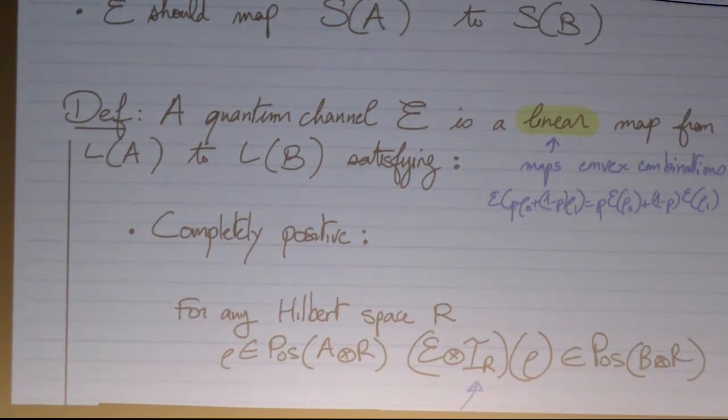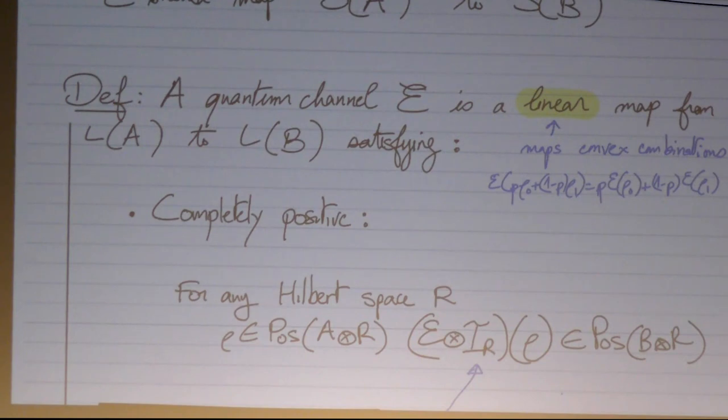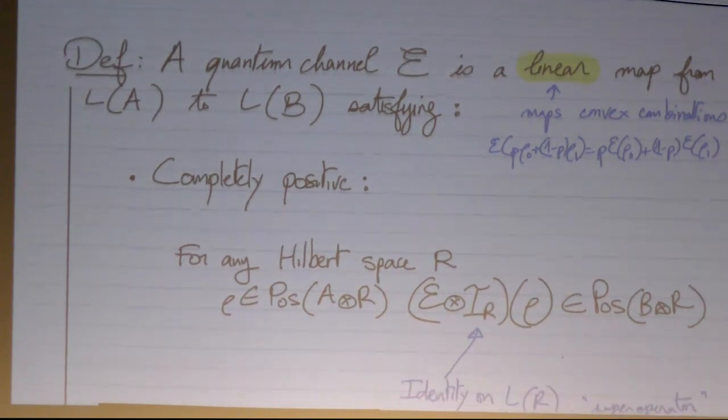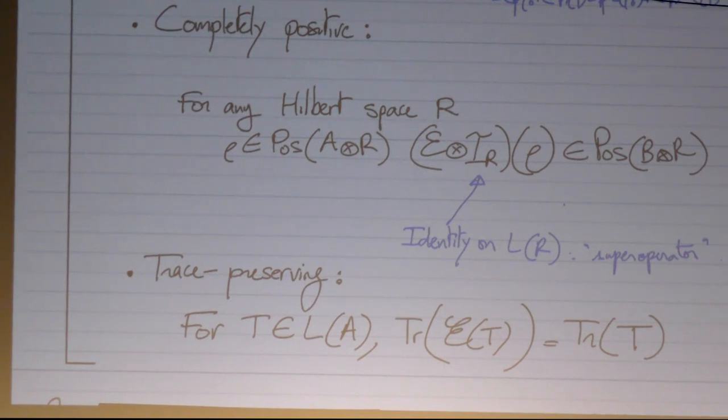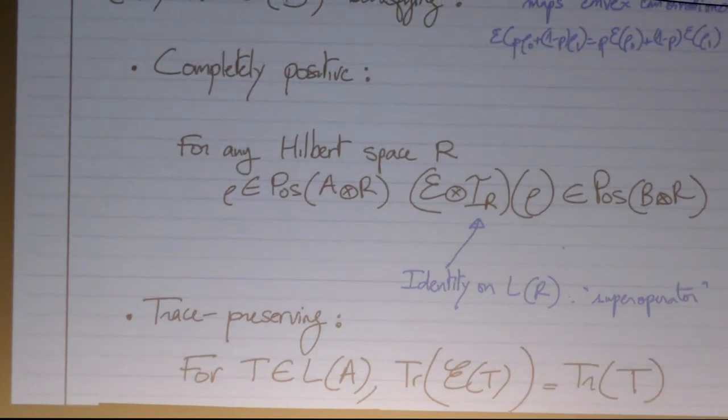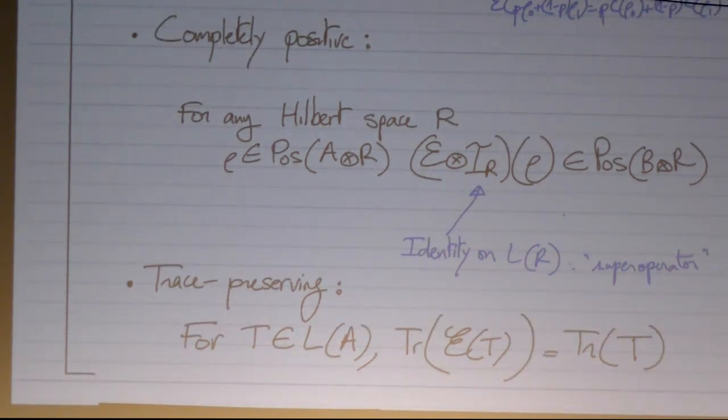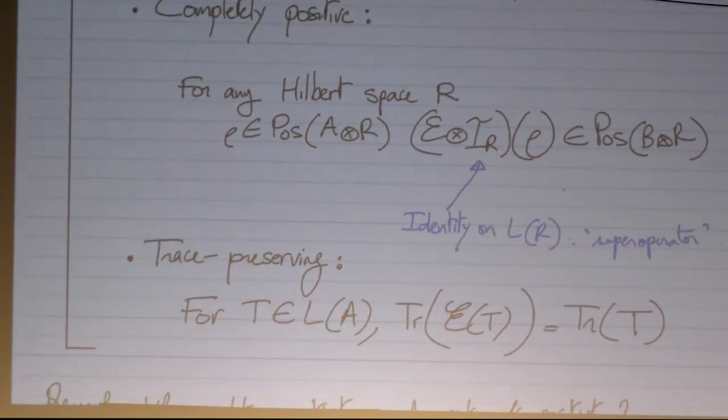So I'll say here that the quantum channel E is a linear map from the set of linear operators on A to linear operators on B. Notice that linear is natural here because I would like convex combinations to be mapped to convex combinations. Here are the two constraints that ensure that we satisfy the two constraints corresponding to the definition of the state. The first one is to ensure that positive operators stay positive. But I'll ask a little bit more, and so again, let me define it and then we'll comment about it.